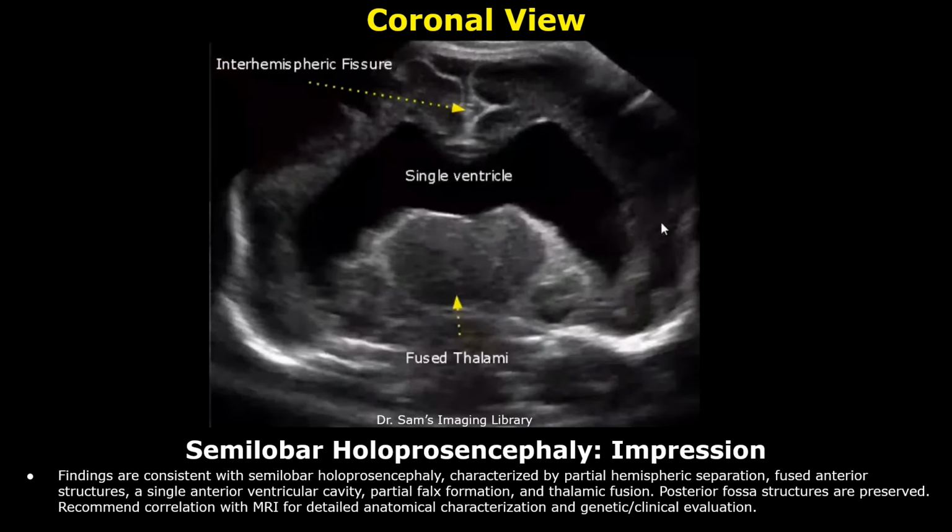Findings are consistent with Semilobar Holoprosencephaly, characterized by partial hemispheric separation, fused anterior structures, a single anterior ventricular cavity, partial falx formation, and thalamic fusion. Posterior fossa structures are preserved. Recommend correlation with MRI for detailed anatomical characterization and genetic clinical evaluation.